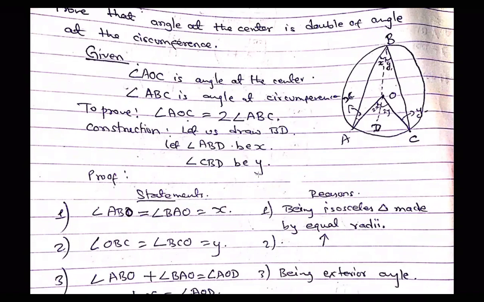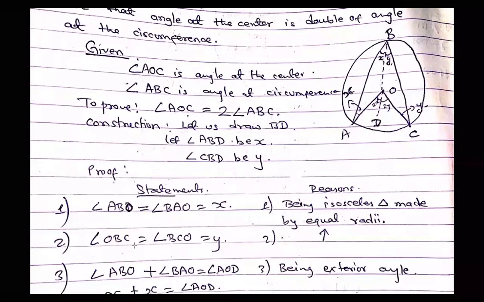Now, ABO and BAO, this angle and this angle are equal to x. Why? Because they are isosceles triangles, made from two equal radii. Your radii are equal, so they are isosceles triangles. Next, OBC and BCO, this angle and this angle are equal to each other. Why are they equal to each other? Because they are also made by equal radii. That's why we call it an isosceles triangle.